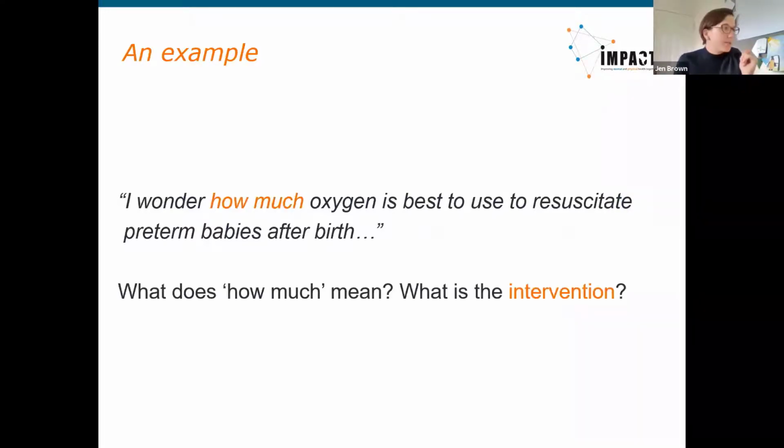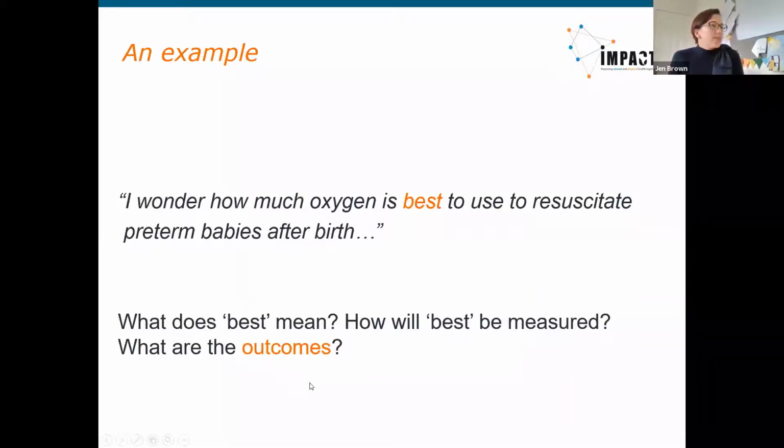So for example, I wonder how much oxygen is best to use to resuscitate preterm babies after birth. What does "how much" mean? What is the intervention? Thinking about components of our review question, what is the intervention that we're interested in? And how are we defining this notion of how much oxygen?